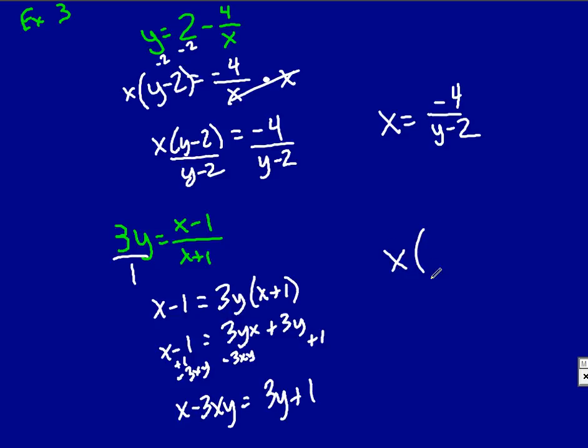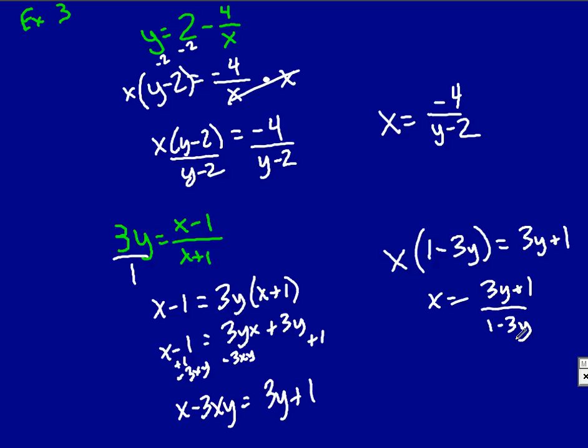You got to remember to factor out that x. 1 is left behind when I factor out an x from that, and 3y is left from the second term, and that equals 3y plus 1. Now to get x by itself, just like we had up here, divide by what was left over. So x equals 3y plus 1 over 1 minus 3y. That's probably the toughest problem on this entire thing.